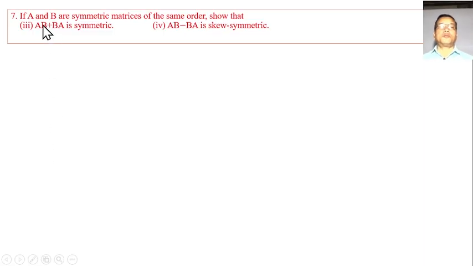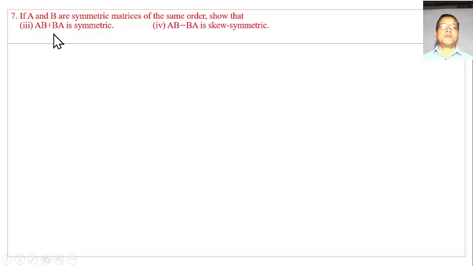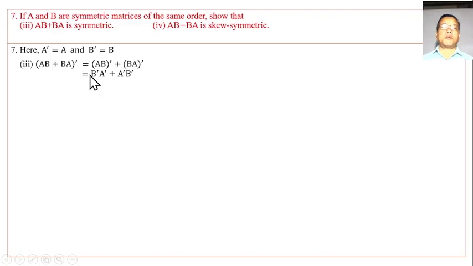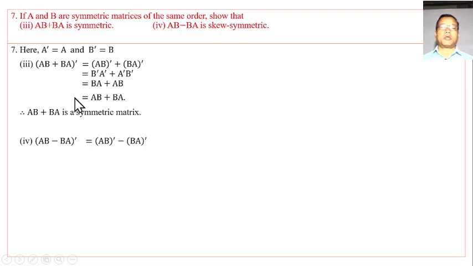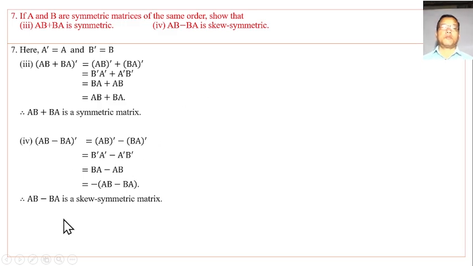Similarly, part three: if A and B are symmetric matrices of the same order, show that A plus B is symmetric. For a symmetric matrix C, C transpose equals C. For the addition of matrices, the transpose of A plus B is A transpose plus B transpose, and A transpose is A, B transpose is B. Matrix addition is commutative, so the transpose equals the matrix itself, hence it is a symmetric matrix. Similarly, for minus C, the transpose of minus C is minus times C, hence it is a skew symmetric matrix.